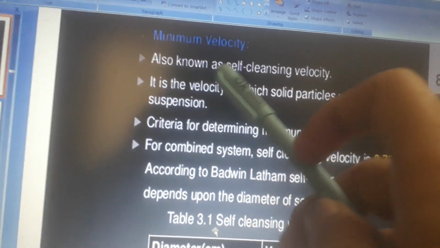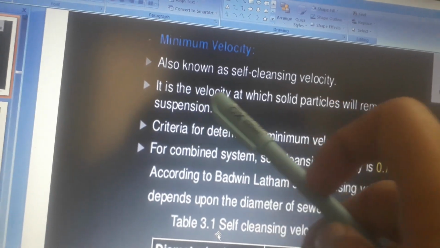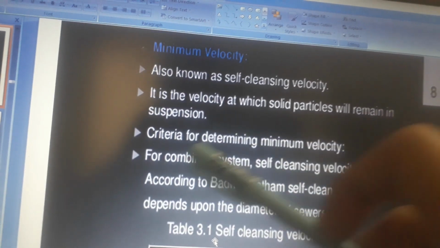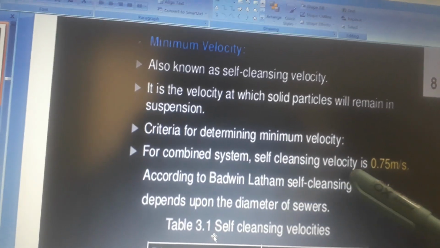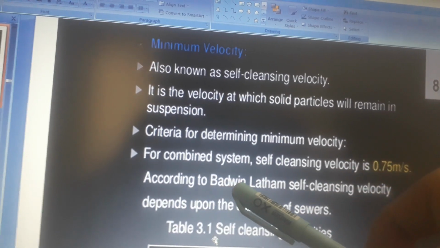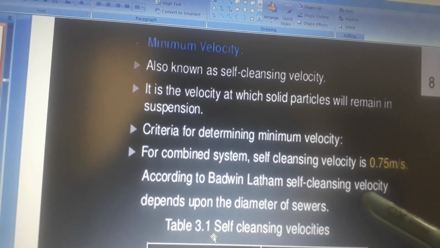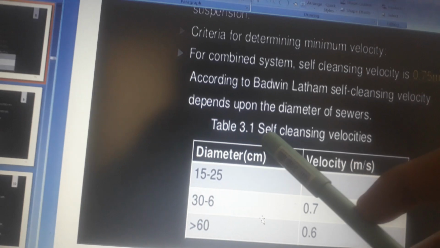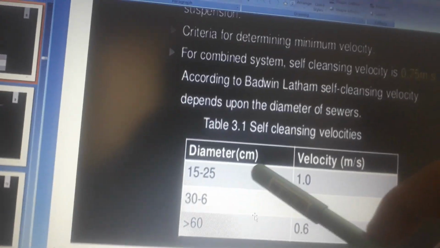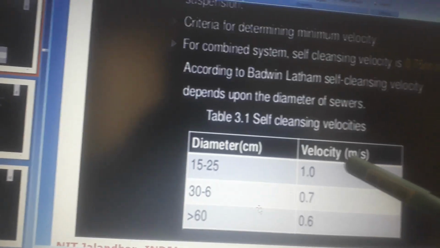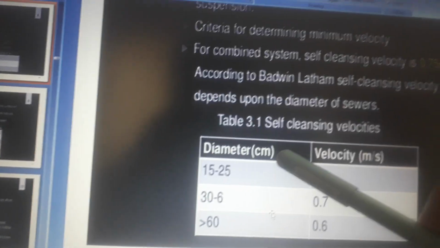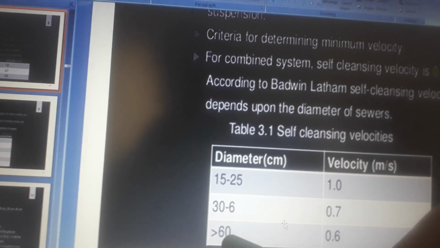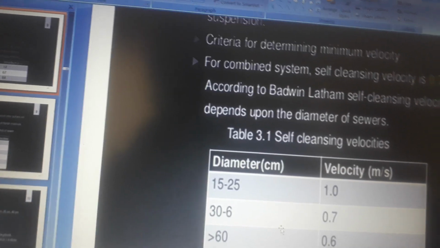Minimum velocity, also known as self-cleansing velocity, is the velocity at which the solid particles will remain in suspension. Criteria for determining minimum velocity: for a combined system, self-cleansing velocity is 0.75 meter per second. According to Baldwin-Latham, self-cleansing velocity depends upon the diameters of the sewers. Diameter 15 to 25 centimeters, velocity 1.0 meter per second; diameter 30 to 60 centimeters, velocity 0.7 meter per second; diameter greater than 60 centimeters, velocity 0.6 meter per second.